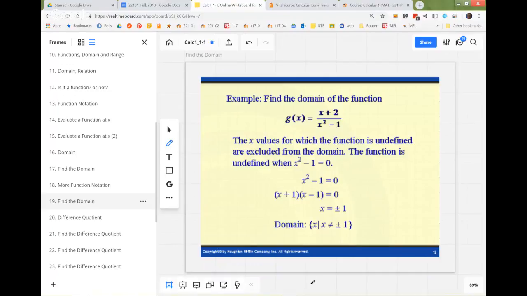So we notice this domain, basically they wrote it down here on the bottom. x is every number such that x cannot equal positive or negative 1. So x can be anything it desires except 1 and negative 1.